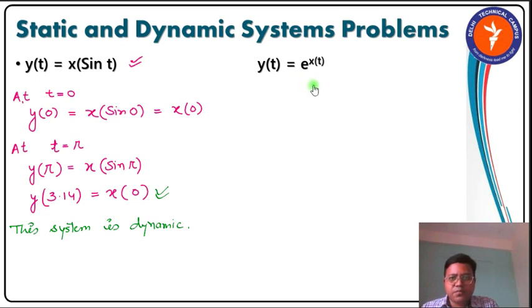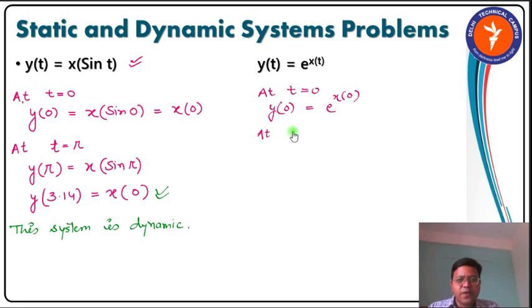Similarly, let us discuss this numerical. We have y of t equal to e raised to power x of t. So let us check at different instants. At t equal to 0, we have y of 0 equal to e raised to power x of 0. Now this clearly shows that present output is dependent on present input.